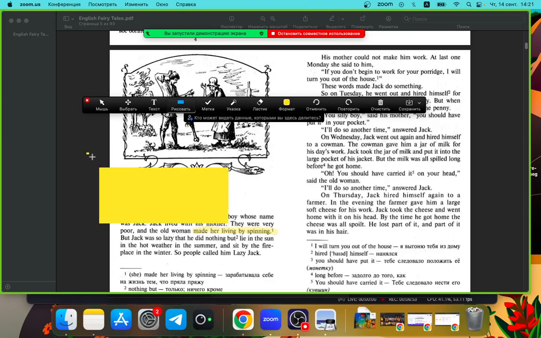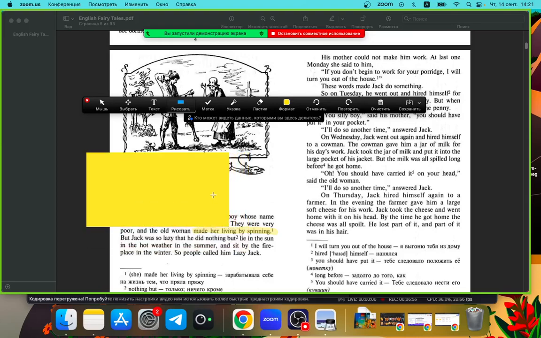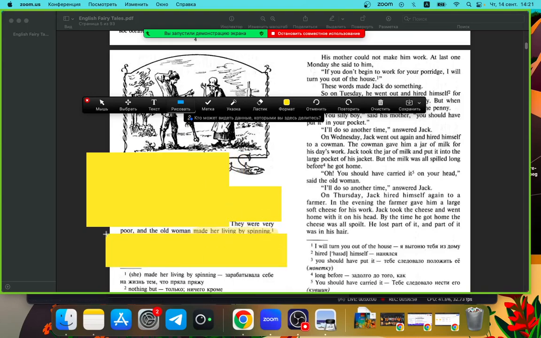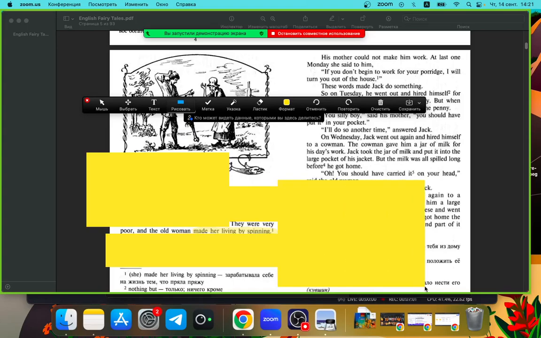So let me close everything that we don't need. Okay, how can I make it properly? They were very poor, and the old woman made her living by spinning. And in the notebook, you have to write it down. What does it mean? Work, make money. Yeah, how you work, how you make money. She did it by spinning. That's how she made money.